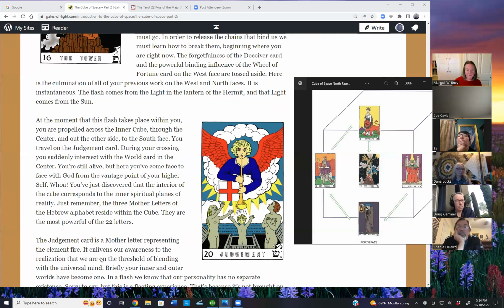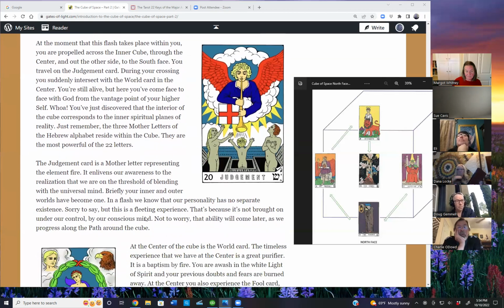Just remember, the 3 mother letters of the Hebrew alphabet reside within the cube. They are the most powerful of the 22 letters. The judgment card is a mother letter representing the element fire.